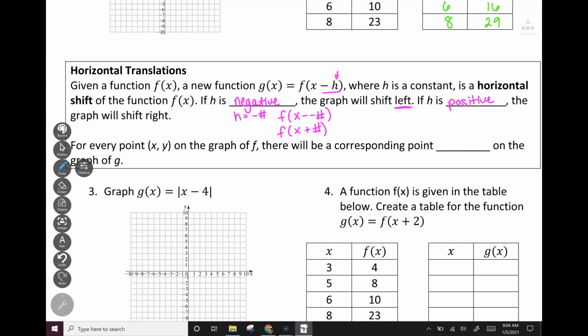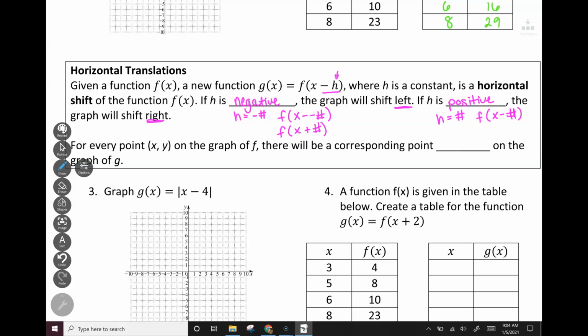the graph is going to shift to the right. And so if h equals a positive number, then you're going to have f of x minus that number. The sign does not change. So if you have the minus sign in the middle, then you know it's shifting to the right.